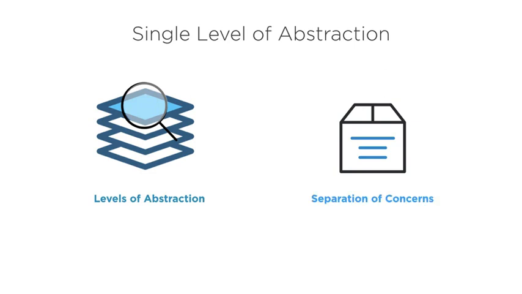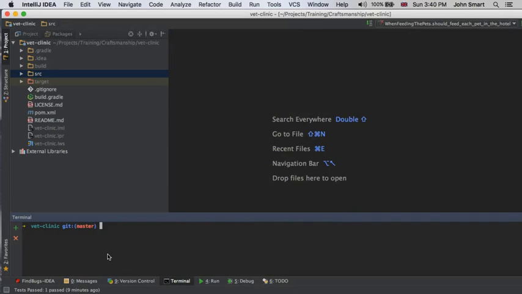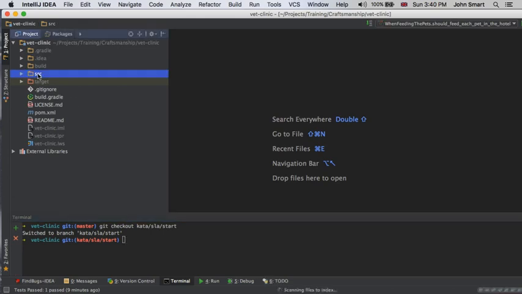The easiest way to demonstrate all of this is not to look at slides, but to look at some code. The first method we'll look at is extracting methods from a complex block of code. Let's go to our sample project, the Vet Clinic project, and we're going to check out the kata SLA, single level of abstraction, start branch. And this is where we're going to start our exercise.